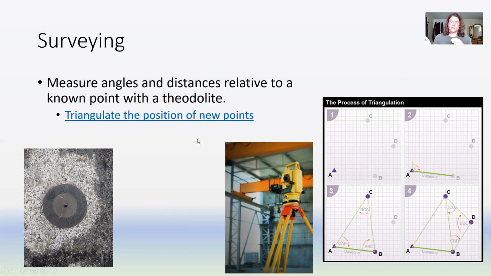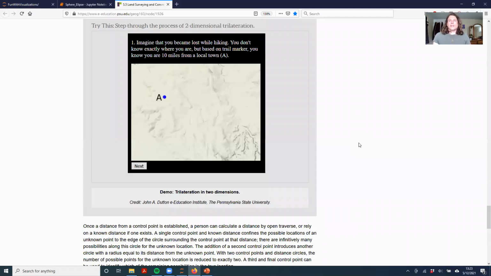You can use the angles and the distances you measure to calculate the exact position of coordinates from a known point. So here's just a quick little illustration of how to do that. Imagine you're lost while you're hiking. You don't know exactly where you are, but you see a sign that says you're 10 miles from a town. With that information, you know that you're somewhere on the circumference of this circle, 10 miles away from point A.